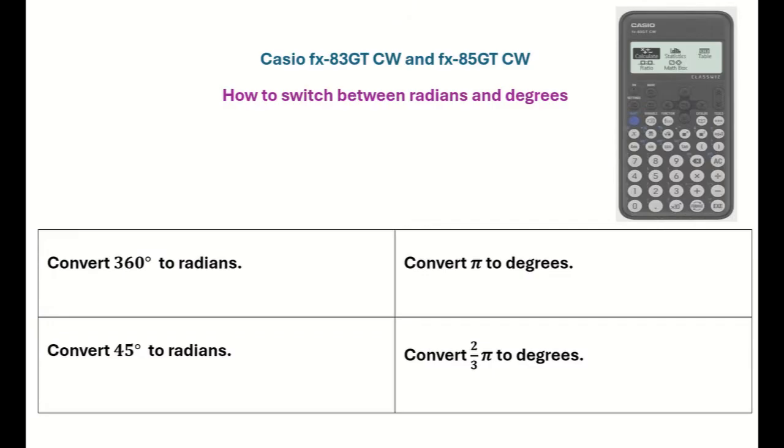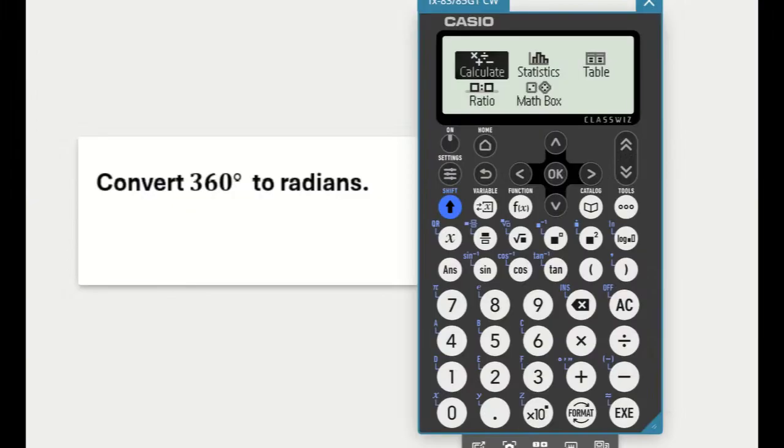This tutorial video looks at how to switch between radians and degrees on the Casio fx-83GTCW calculator, and it's the same steps for the fx-85. We're going to look at 4 examples. We're going to look at 2 converting degrees to radians, and then we'll have a look at 2 examples where we're converting radians to degrees. So let's get started with the first one, and we're going to look at converting 360 degrees to radians.